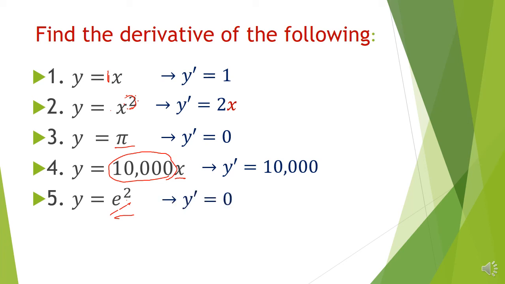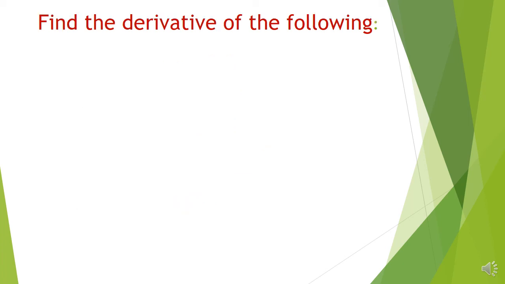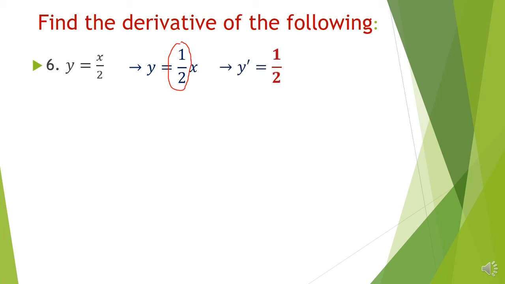So for the next one, we're given x over 2. Instead of treating this as a quotient, we treat this as a constant times x. And that constant will just be 1/2. So it's 1/2 times x. We said that when x is the only variable with it, we just have to pick up the coefficient. So that means y prime is 1/2.